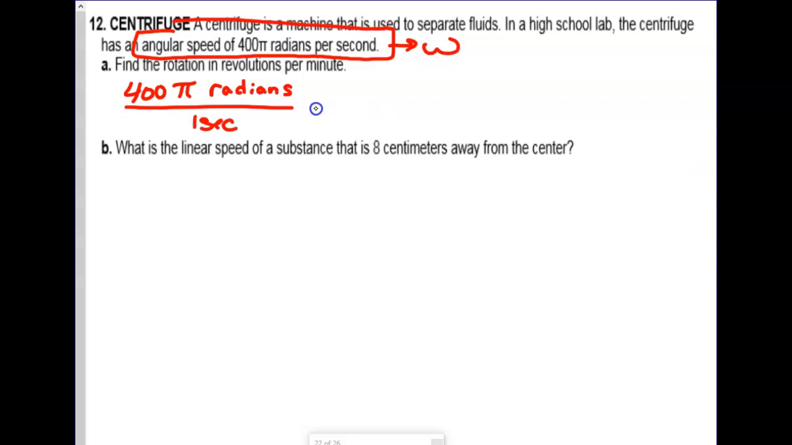But we're going to do some converting. In fact, you have to convert two things for me. I need radians to be converted back to rotations or revolutions, and then I need seconds to convert to minutes. So I'll do the radians to revolutions one first. Radians need to go away, so there's 2 pi radians in one rotation or one revolution. And then I need seconds to cancel out, seconds to minutes, so there's 60 seconds in 1 minute.